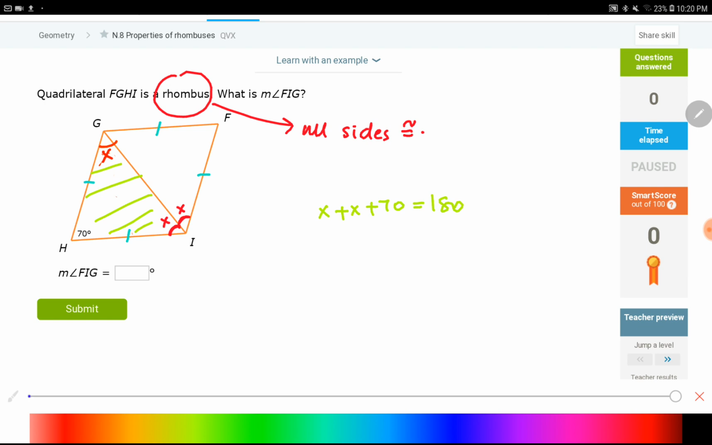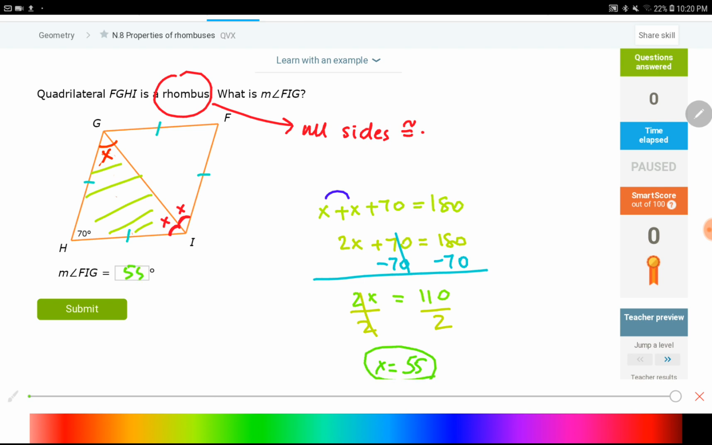So I combine the like terms on the same side. There are two of these x's together, so it is 2x, bring down the 70, bring down the equal, and 180. Now, there are like terms, but they're not on the same side, so we do the opposite or inverse of one of them. Now bring down the left side, equal, and 110. To get the x by itself, divide everything by 2. So x would be equal to 55 degrees.